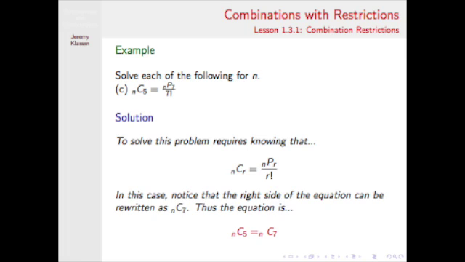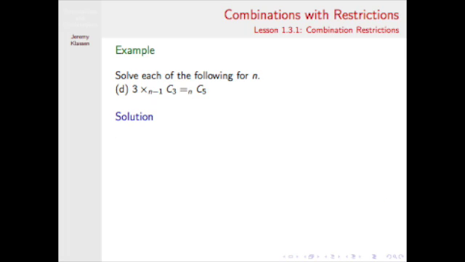equal to nC7. And based on the work that we did a couple questions ago, we know that these two combinations will be equal so long as n is the sum of those two numbers on the right-hand side. So as long as n is equal to 5 plus 7, or 12, those two combinations will be equal. And finally, one more question in this format.